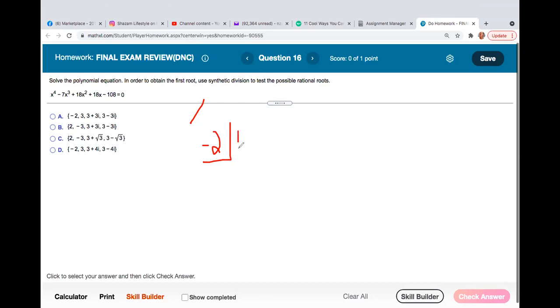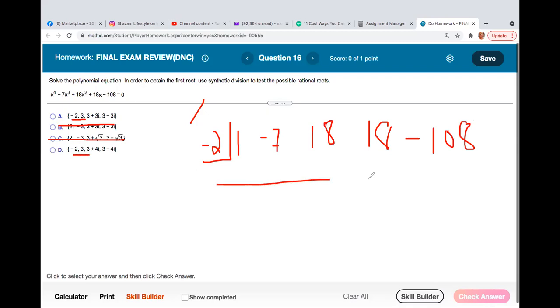All right, guys, coefficients. X to the 4th is 1. X cubed is -7. Then we got 18, and then another 18. Then -108. And remember, guys, the answer cannot be B. It cannot be C. Why am I using -2? Because those are the exact values, I'm going to use synthetic division with them, so I can simplify this down to a second degree polynomial and then solve it.